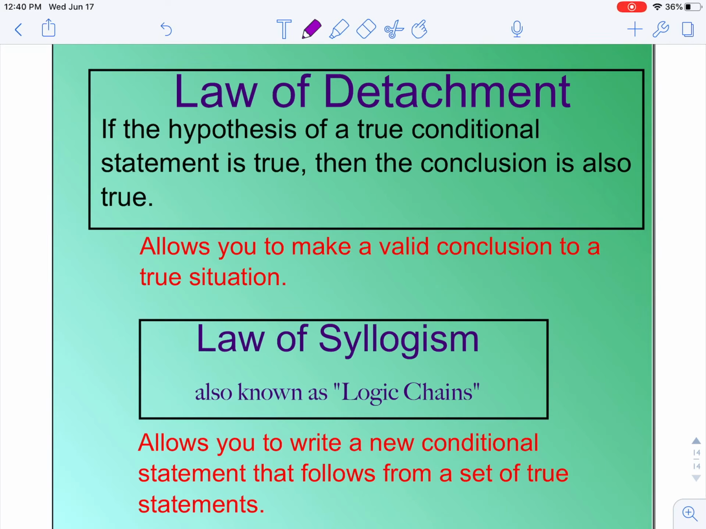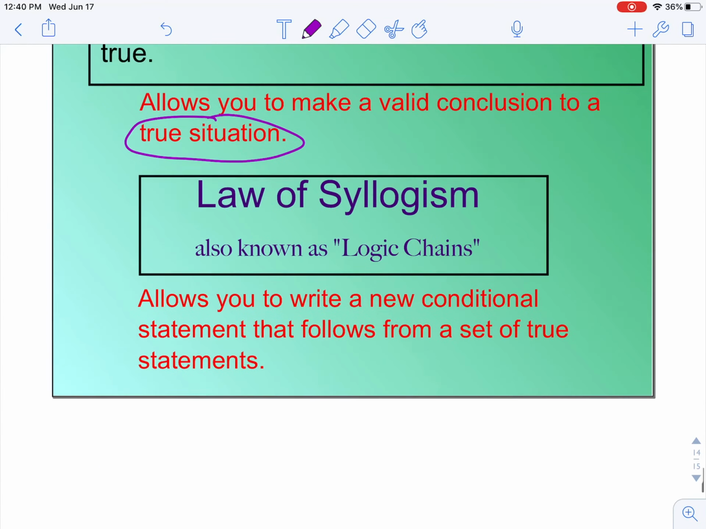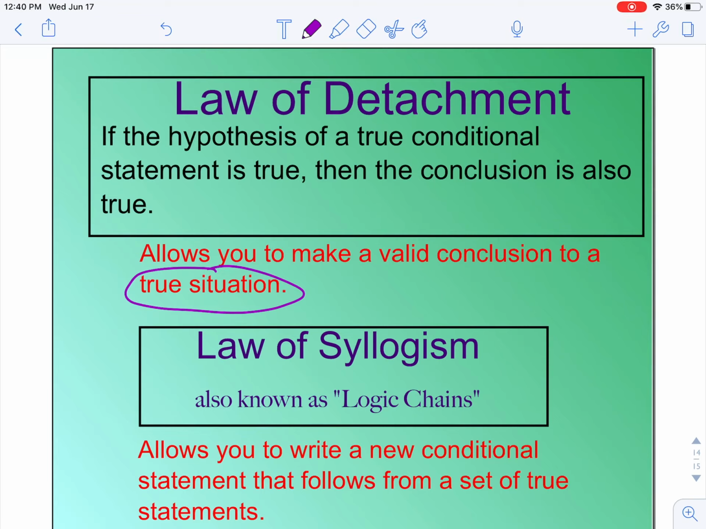And here's the difference between law of detachment and law of syllogism. Again, these can be kind of tricky, but the law of detachment is if the hypothesis of a true conditional statement is true, then the conclusion is also true. So it allows you to make a valid conclusion to an already true situation. Law of syllogism allows you to write a new conditional statement that follows from a set of true statements. So it's more true statements put together in a chain.